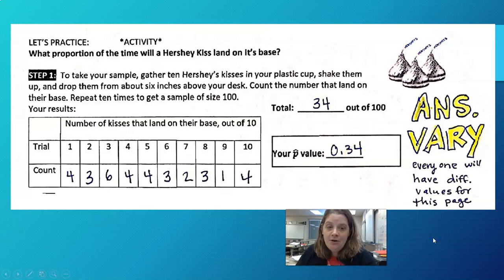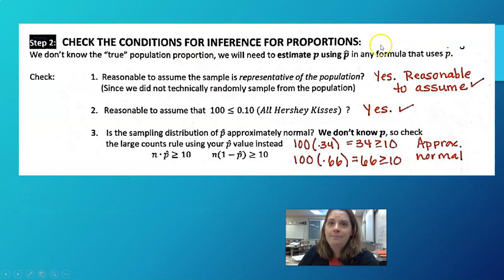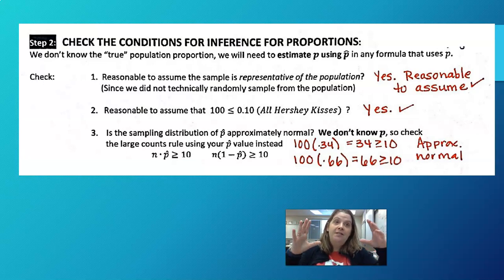All right, so after we get that p-hat value, we need to check the conditions for inference for a proportion. There are three things that we need to make sure of. The first is that our sample is representative of our population. If you think back to our Beyonce activity, it was really important that we took a random sample, because when we didn't, the data didn't pile up in the right place and didn't give us the right value.